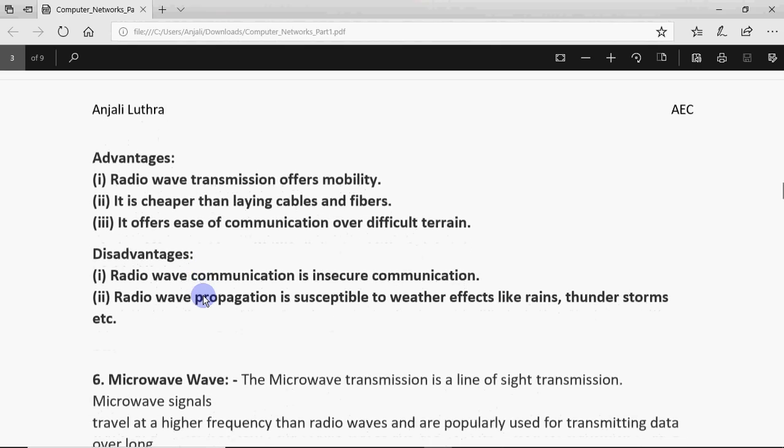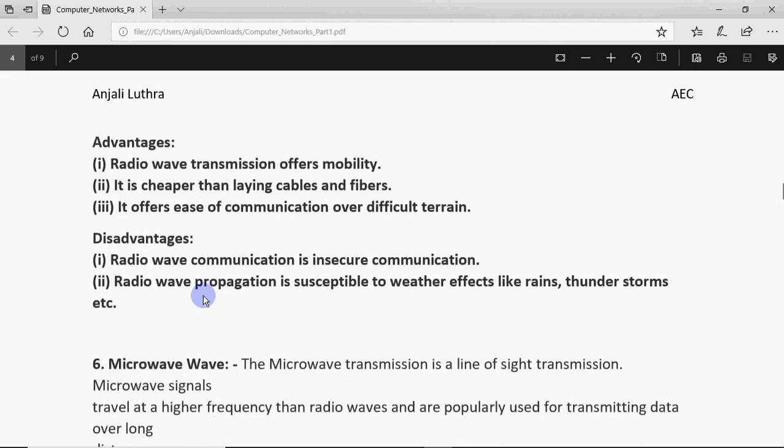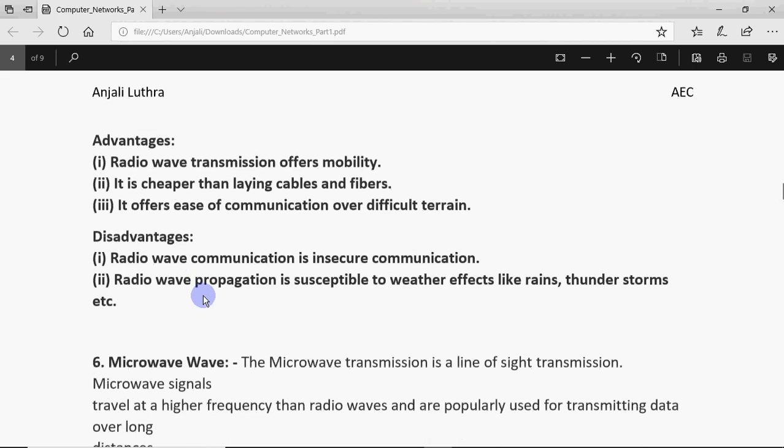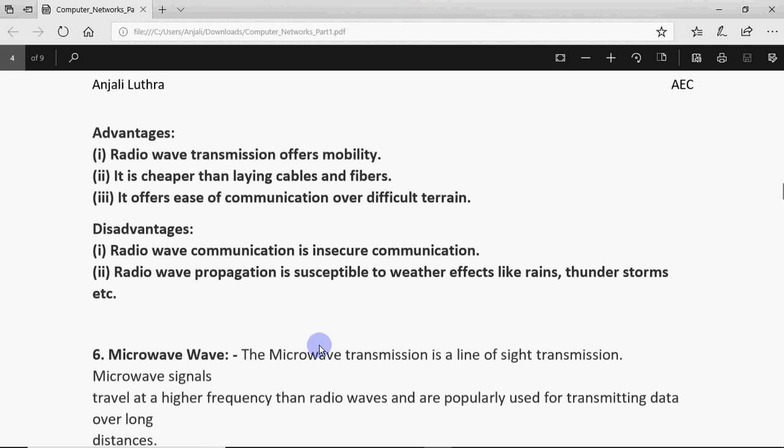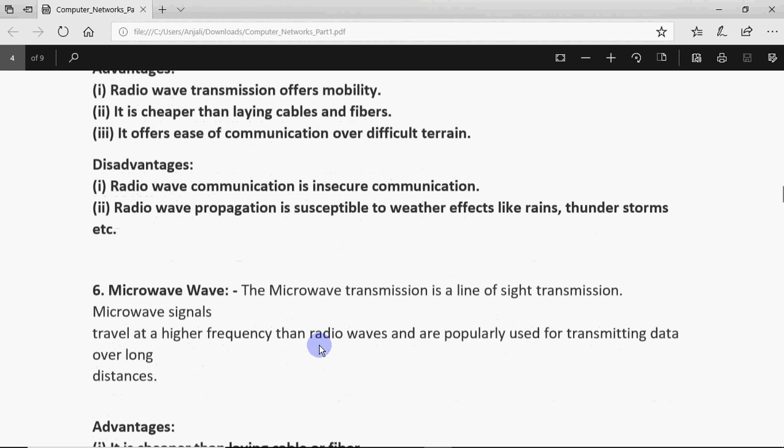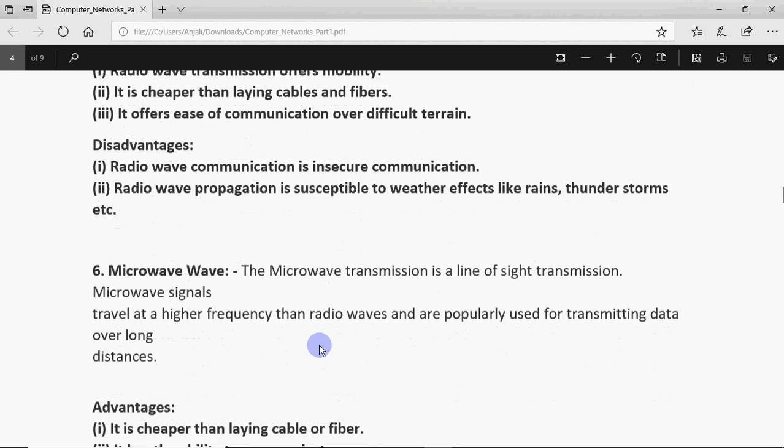So advantages are: radio wave transmission offers mobility, means you can take it along. It is cheaper than laying cables and fibers. It offers ease of communication over difficult terrain. Disadvantages are: radio wave communication is insecure. It can be tapped easily. And then if it is rain, if it is thunder, then the radio signals are going to be affected by that. So the data will not be passed as it is sent. So it's not good for reliable communications.